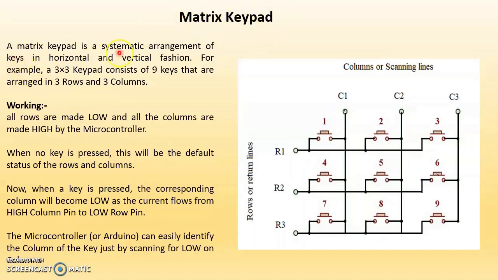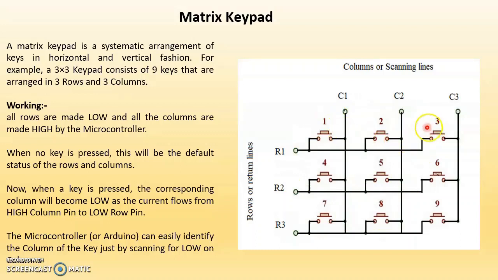A matrix keypad is a systematic arrangement of keys in horizontal and vertical fashion. For example, here I have shown a 3x3 matrix type keypad consisting of 9 keys that are arranged in 3 rows and 3 columns. These are the push buttons 1, 2, 3, 4, 5, 6, 7, 8, 9. These 9 push button keys are connected to particular columns C1, C2, C3 in particular rows R1, R2, R3. So this forms a matrix.